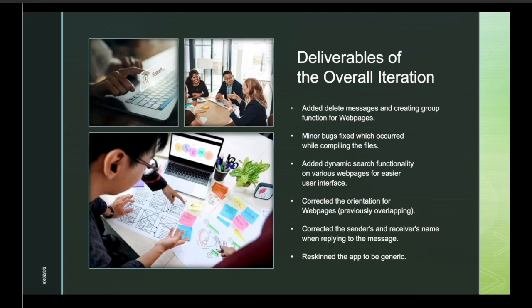We have corrected the orientation of various web pages; the things were getting overlapped. We have also corrected the sender's and the receiver's name, which is a bug fix when we reply to a message. And we have also reskinned the app to be generic, which was requested by the product owner. And Eno will explain all these in the coming slides.